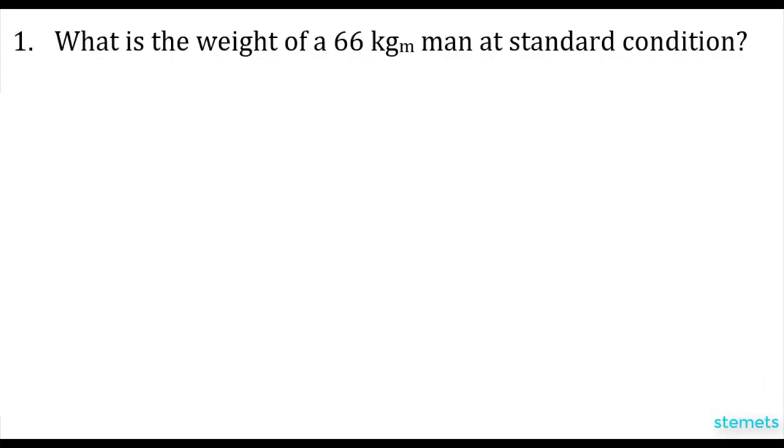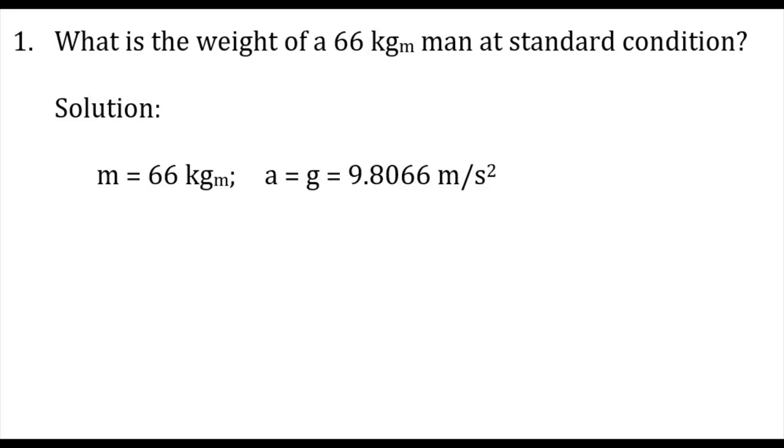Exercise number 1. What is the weight of a 66 kilograms mass man at standard condition? In our solution, it is much better to write the given. This is very helpful when solving complex problems, in order to analyze the problem easily. So, we have the mass of 66 kilograms mass, and acceleration, which is equal to the standard gravitational acceleration of the Earth, 9.8066 meter per second squared.